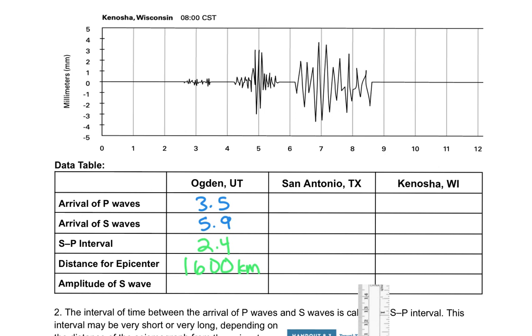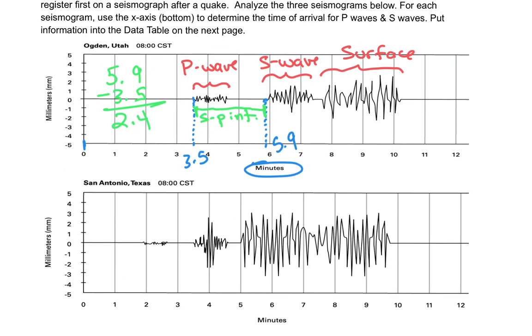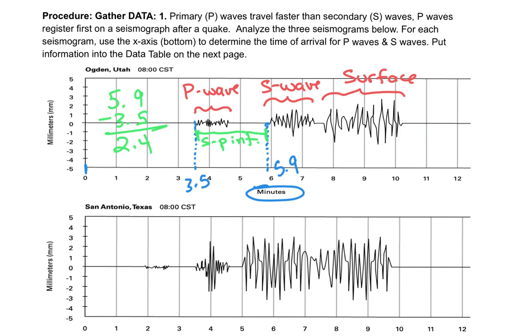Lastly, we want to go back and find the amplitude of the S wave. This is going to tell us really how much shaking happened during this earthquake. So let's go back up to Ogden, and I'll clean up some of this. All right, so determine the amplitude. We're going to find the highest point and the lowest point for the S waves, and then we're going to read that off. You can use your ruler as a straight edge. I'm going to read that over here and bring this side down also.